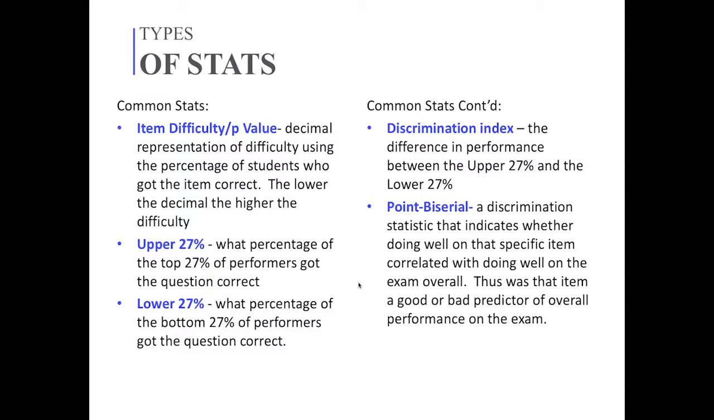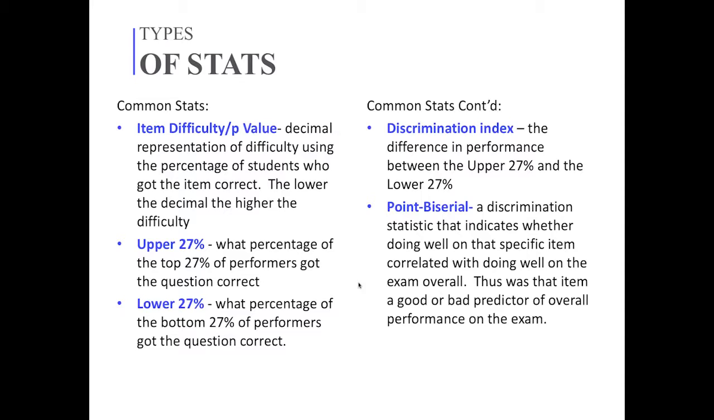I get asked sometimes why 27%. It's been a standard that's been around for a long time. Occasionally you'll see 25% used. I would say probably 95% of the time you'll see 27% used. You're basically just looking to create subgroups to compare against each other to try and get a deeper understanding, and include enough students in each of those groups that the numbers are meaningful, but not so many that you're basically counting the whole class again. So that's kind of where that comes from.